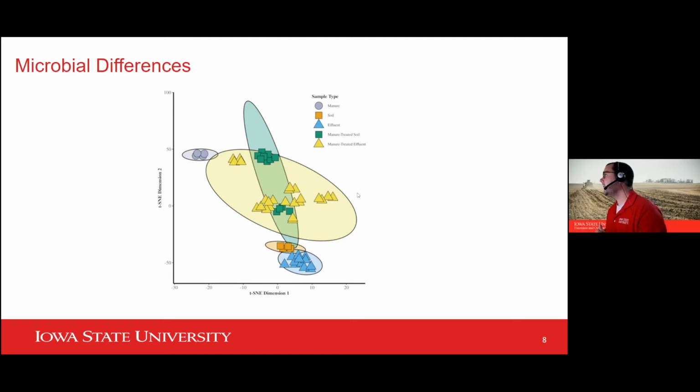So when we look at effluent, that blue triangle, that would be effluent from a column that neither received manure nor had a history of manure application. So what we want to compare is that to that yellow, sort of manure treated effluent, right? So that'd be in columns where we had manure, and then the rainfall event moved some of those manure nutrients and the bacteria associated with that manure down through the column and out into the effluent.